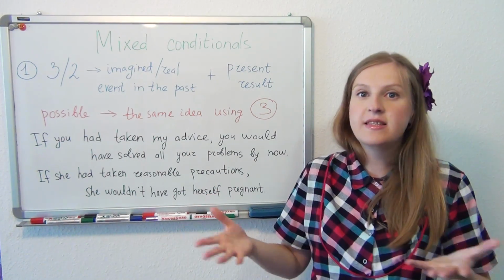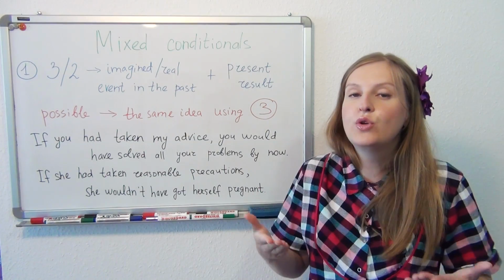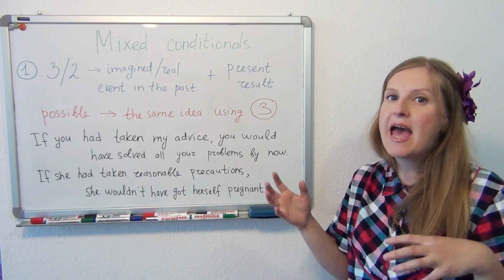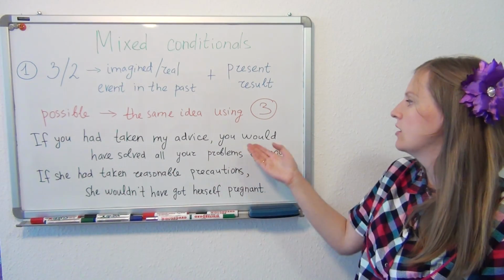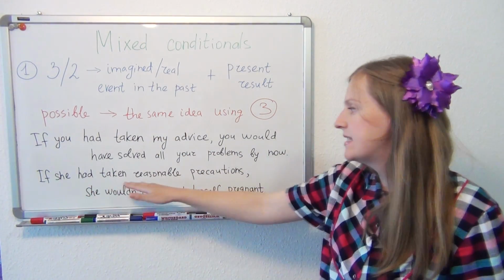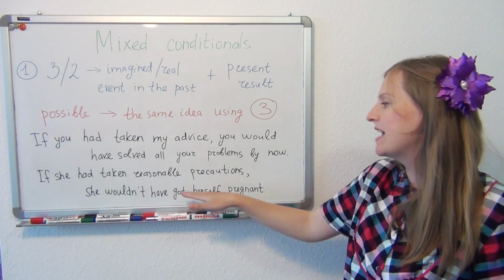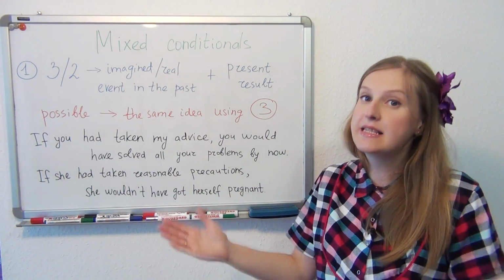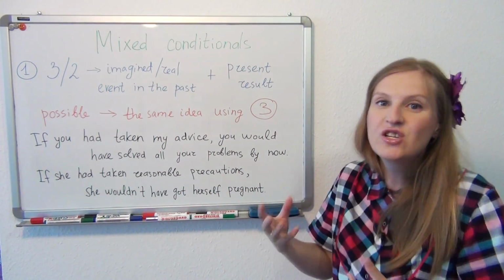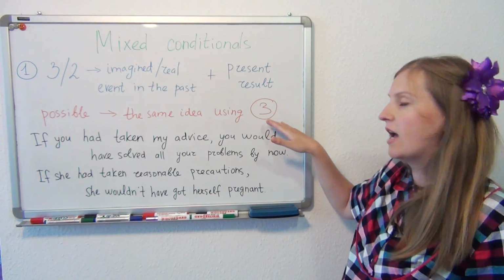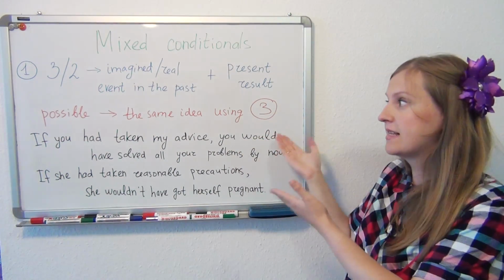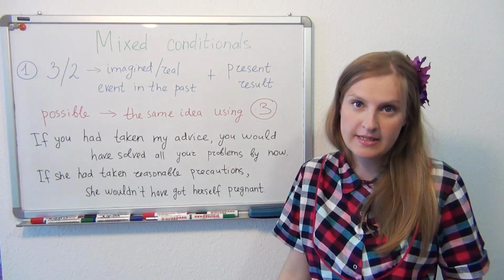So the result is actually the same, it is in present. So you wouldn't have any problems now, but we changed the sentence a little bit and made the action complete. You would have solved all your problems by now. The second example, if she had taken reasonable precautions, she wouldn't have got herself pregnant. The same here. The action in the second part of the sentence now changed into a finished action. And that's why we use type 3 conditional in both parts of the sentence. It is possible. In this case, of course, it's not a mixed conditional sentence.